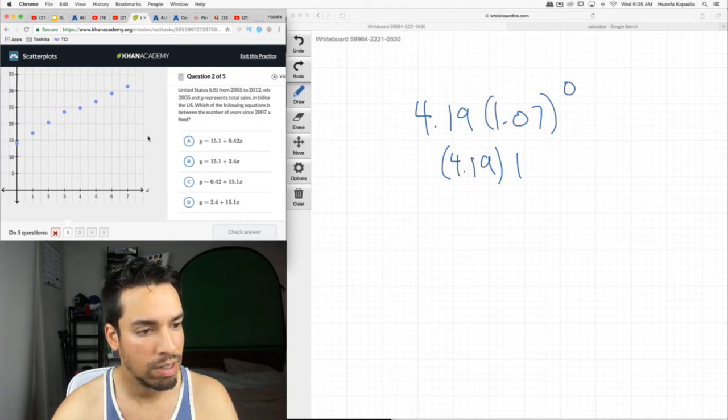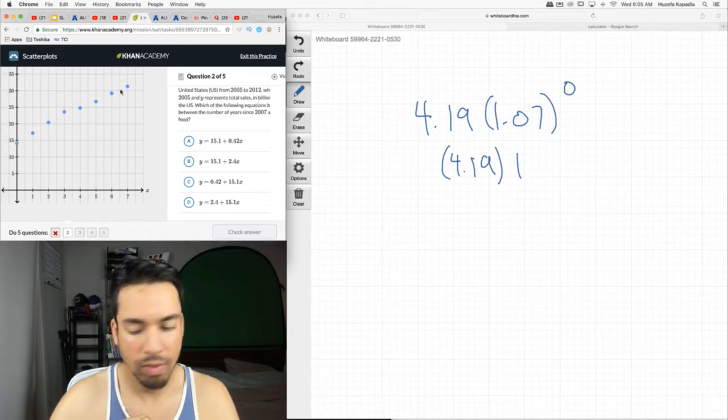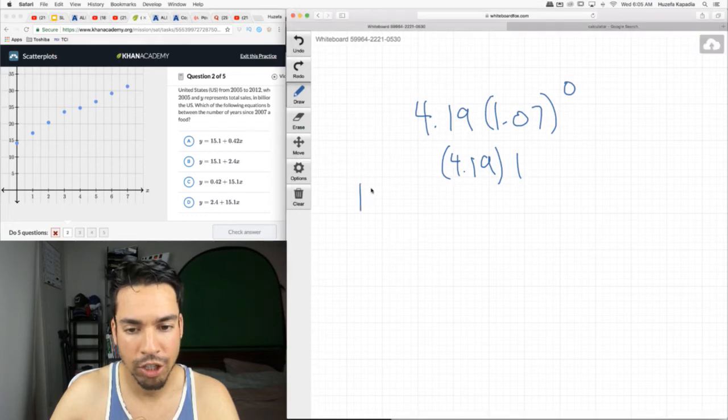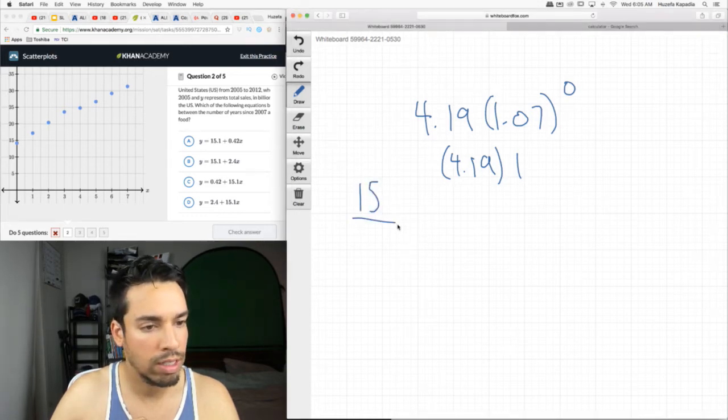I wonder if that's a mistake. Okay, let's see if I can get a little bit of a better idea. And what's my slope here? My slope is, I'm going from 15 to 30. Okay, so I'm making a positive change of 15 over, let's say, 6 years.